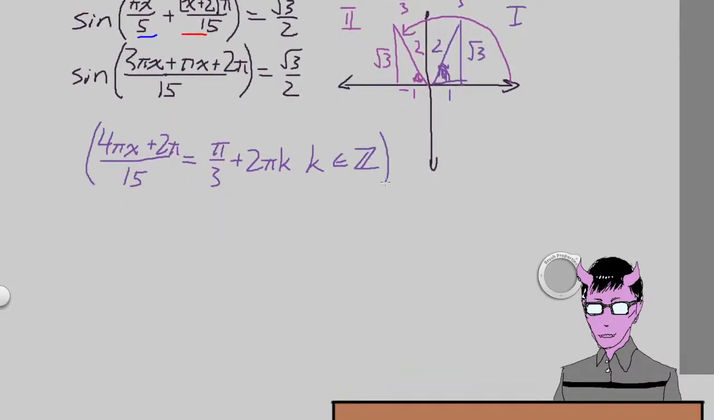This is going to feel very familiar. We're just going to do this thing as we did to the previous problem. We're going to multiply both sides by 15 to clear the denominator to isolate x, thereby getting 4 pi x plus 2 pi is equal to distribute.